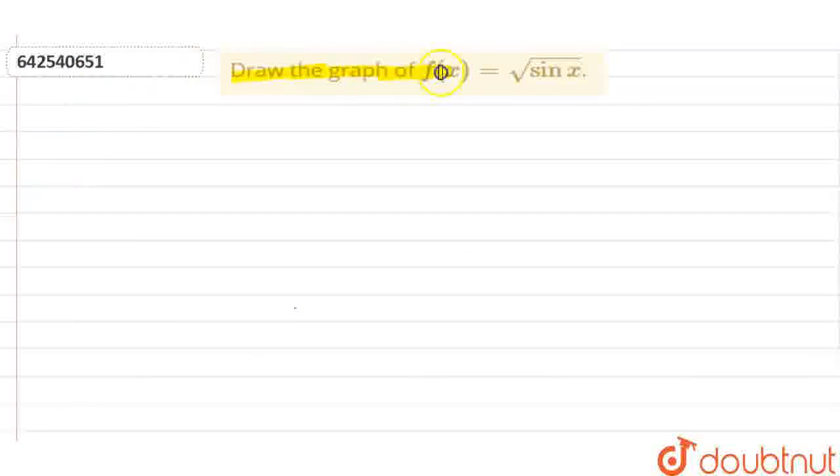Hello students, today's question is we need to draw the graph of f(x) is equal to under root of sin x. First we'll see the graph of sin x. What is the graph of sin x?